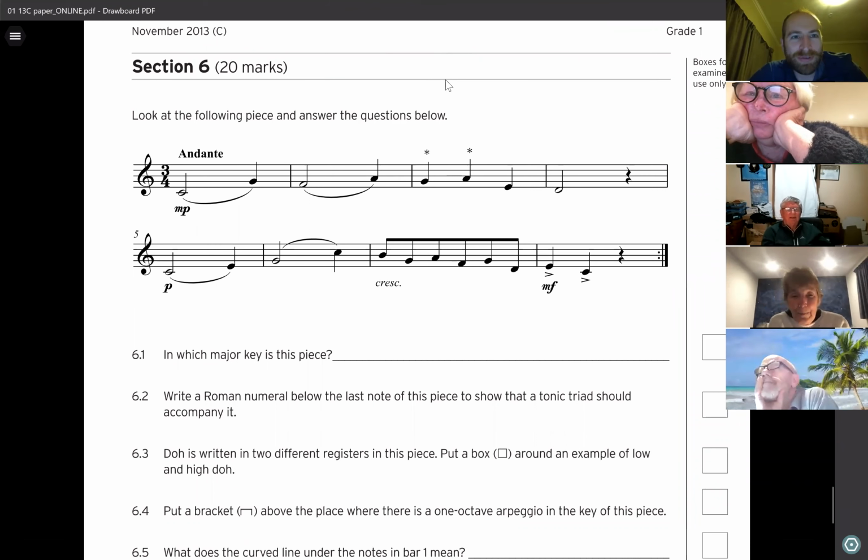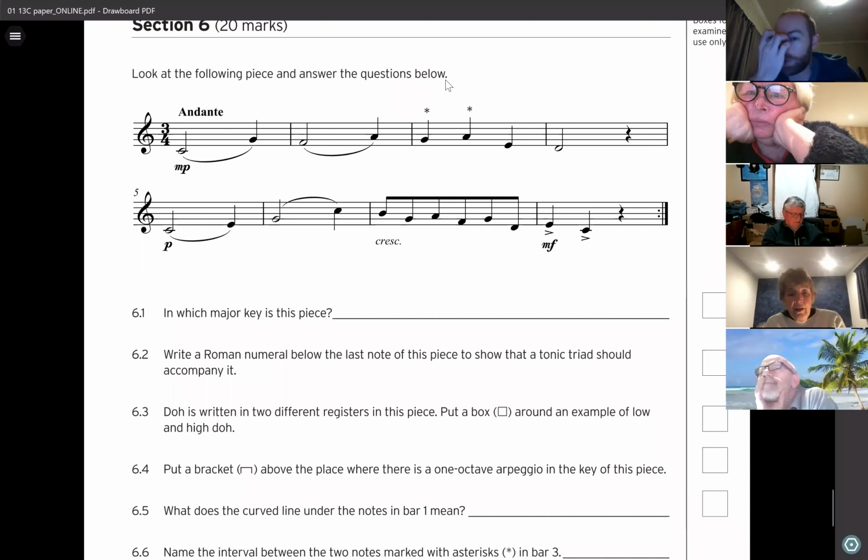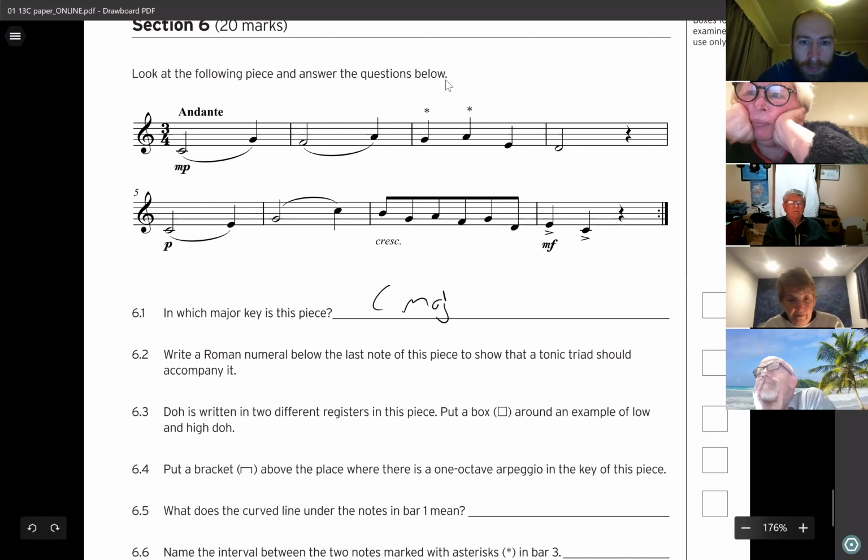Look at the following piece and answer the questions below. This is the last section, so all the questions relate back to this piece of music which they've written at the top. Let's see. In which major key is the piece? C. C major.